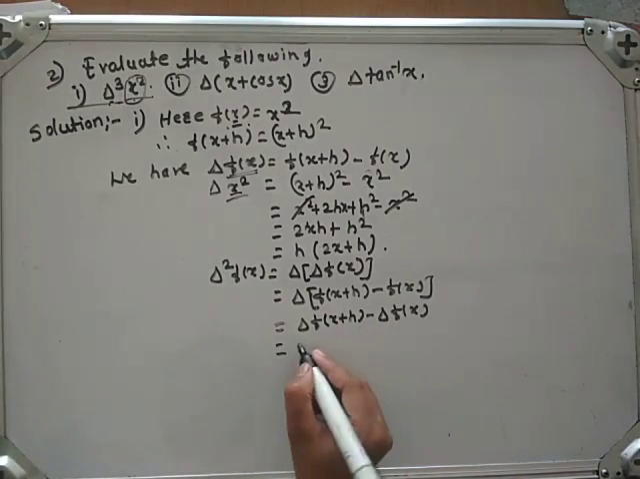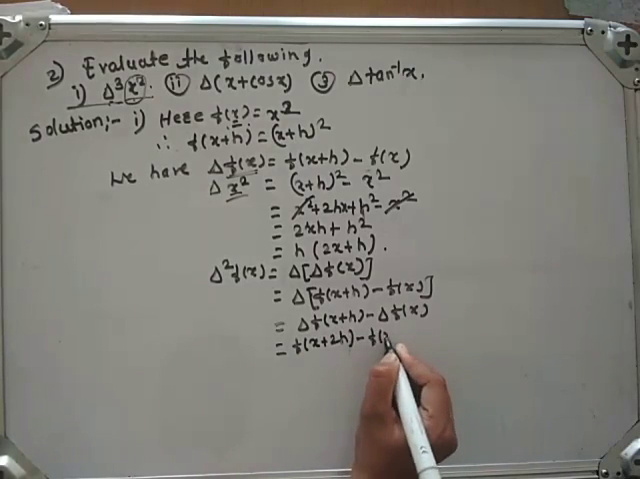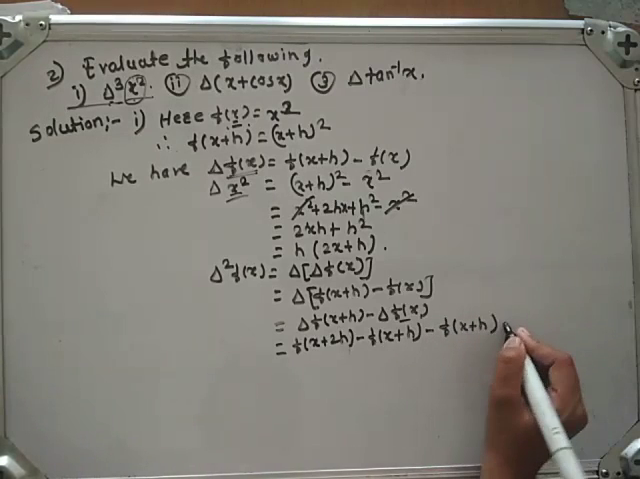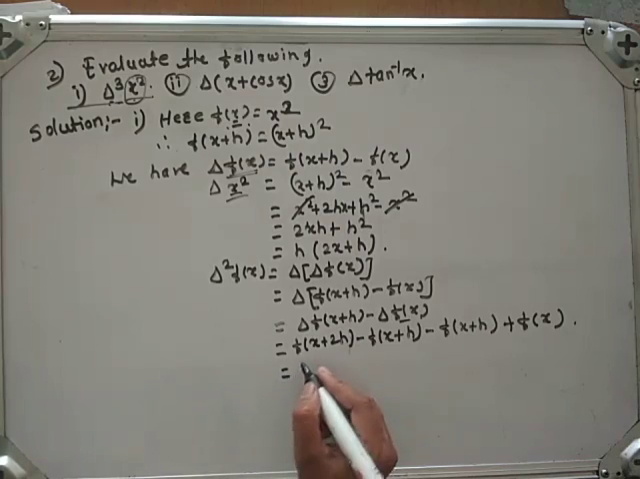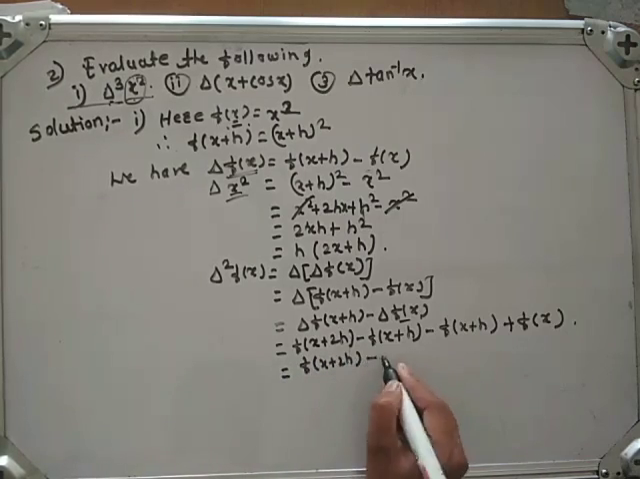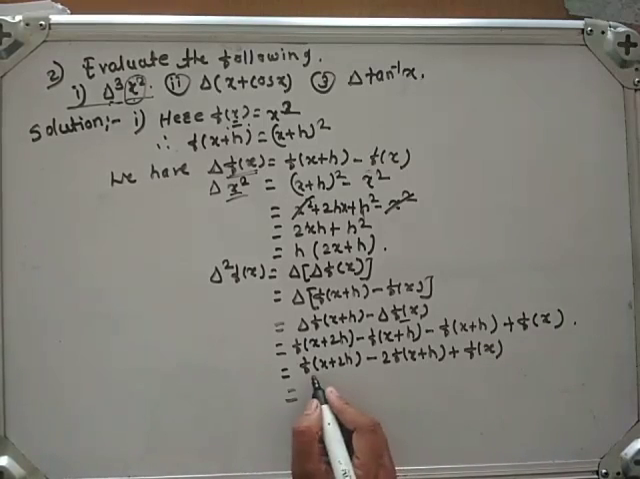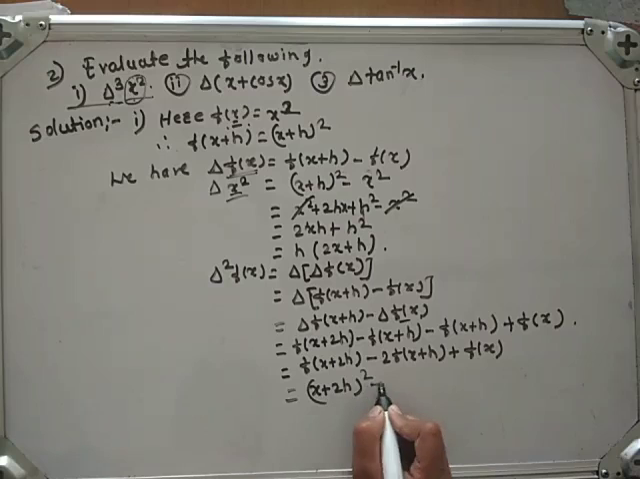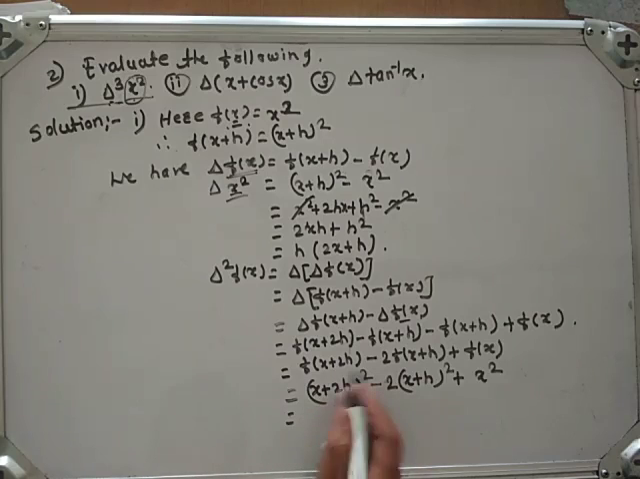Delta of f of x plus h is f of x plus 2h minus f of x plus h, and minus delta f of x, which is f of x plus h minus f of x, okay, which is equals to f of x plus 2h minus 2f of x plus h plus f of x, okay, which is nothing but f of x plus 2h is x plus 2h square, minus 2 into f of x plus h is x plus h square, plus x square, okay.